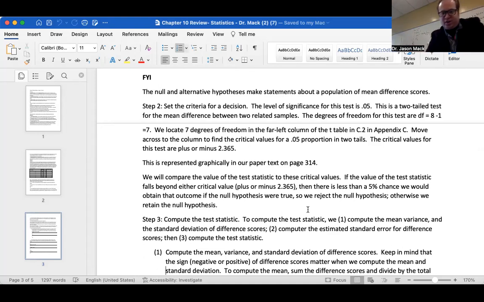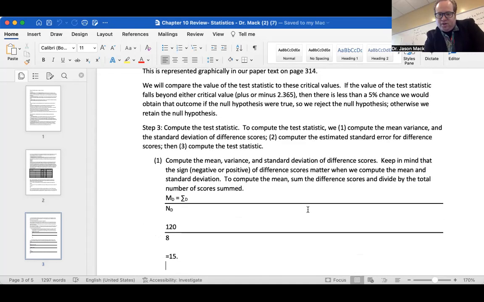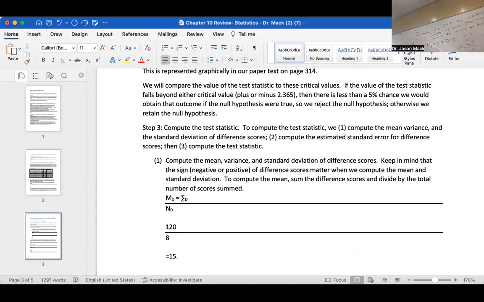Step 3, compute the test statistic. To compute the test statistic, we compute the mean, variance, and standard deviation of the difference in the scores. Compute, not computer. Compute the estimated standard error for the difference and compute the test statistic. Keep in mind the sign, negative or positive, of the difference in scores matters for what we compute. To compute the mean, sum the difference scores and divide by the total number of scores summed. The sum, 120, divided by 8 is 15. Does that make sense so far, everybody? Where I got that from?